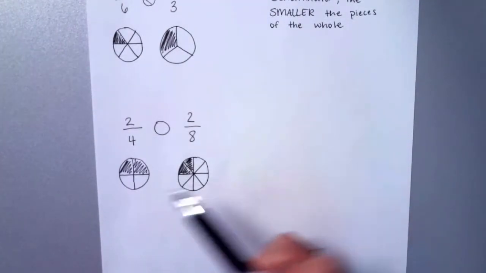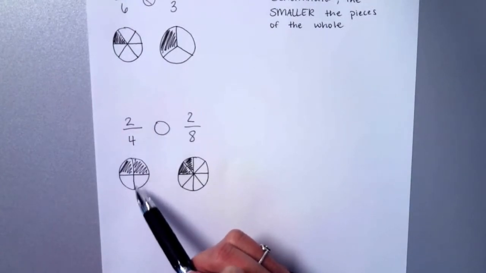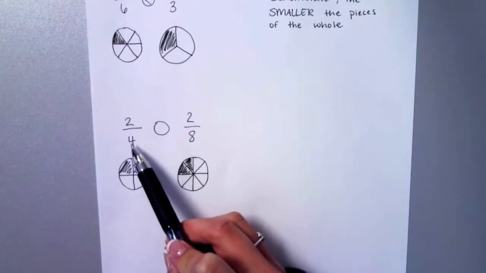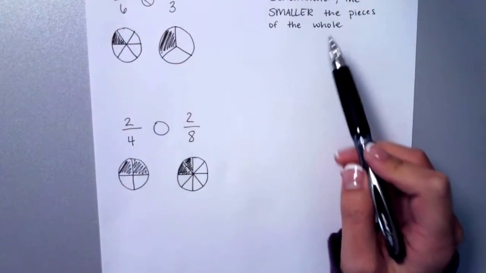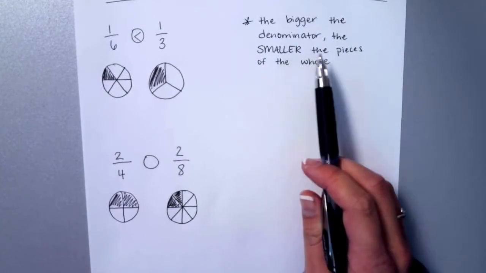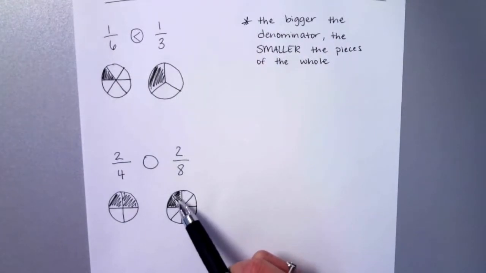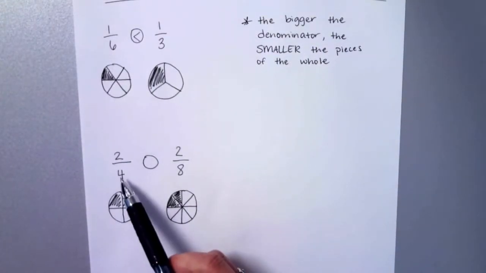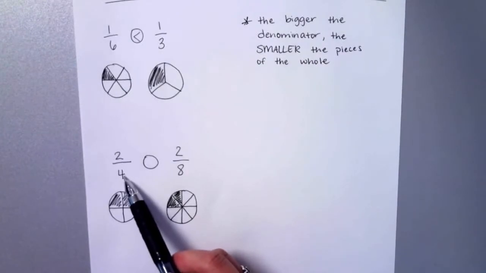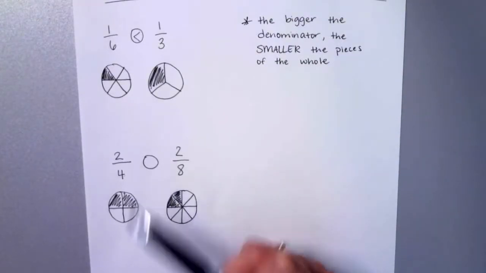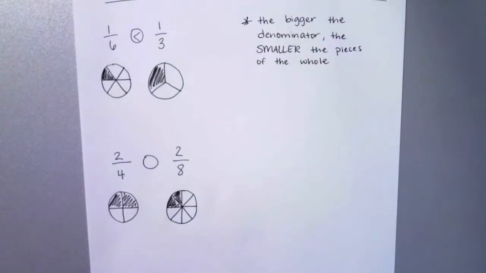Well, looking, I can see that my pieces of my fourths are bigger because my denominator is 4. So going back to this note up here, the bigger the denominator, the smaller the pieces. So our denominator over here is 8, which means our pieces are going to be pretty small. But our denominator on this left side is 4, so our fourths are going to be bigger than our eighths. So can you tell what your answer is going to be?